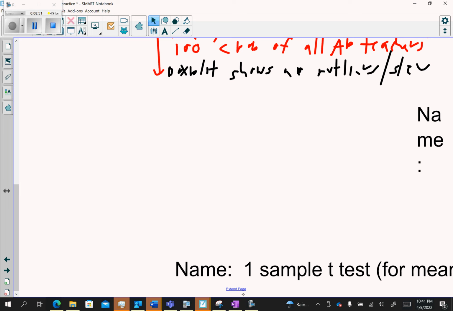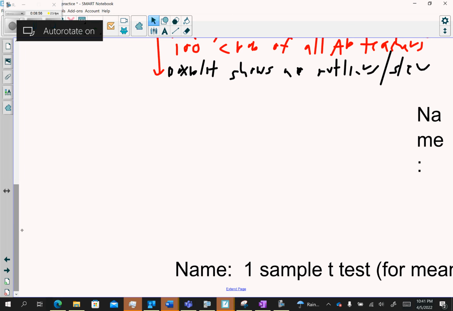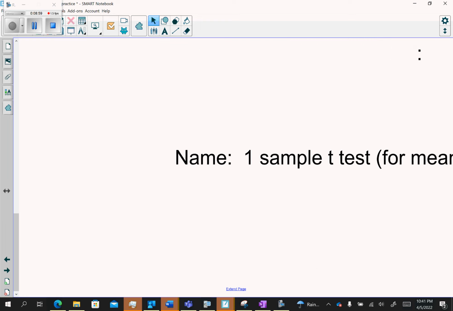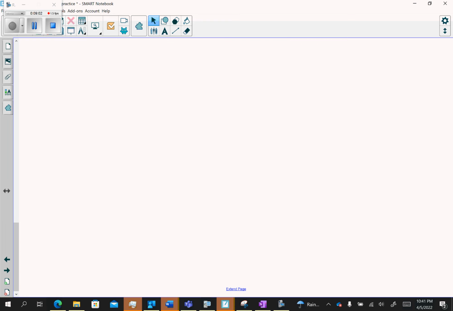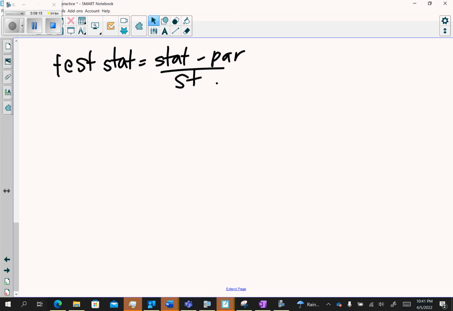So the next part is the part that everyone's been asking me about, and they've been telling me that they've been kind of confused, and that is the T-step. So the T-step is to actually do the test statistic. All right, so the test statistic is the formula on the reference sheet. Statistic minus parameter over standard deviation or standard error of the statistic, okay?